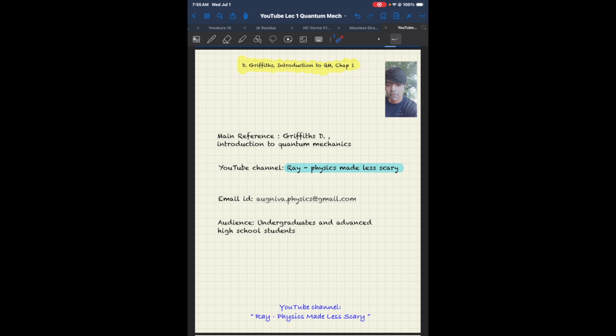This is a course on quantum mechanics, specially aimed at undergraduate students and advanced high school students. And the book we are following together is called Introduction to Quantum Mechanics by David Griffiths. It's a universal book that's taught both in the IITs as well as in the more global universities at an undergraduate level.